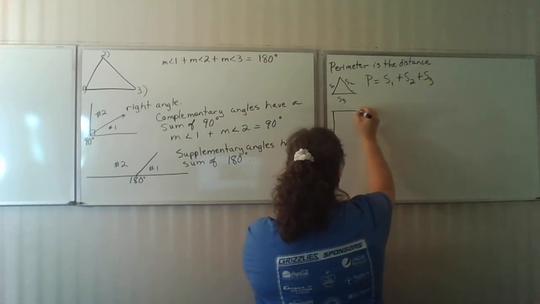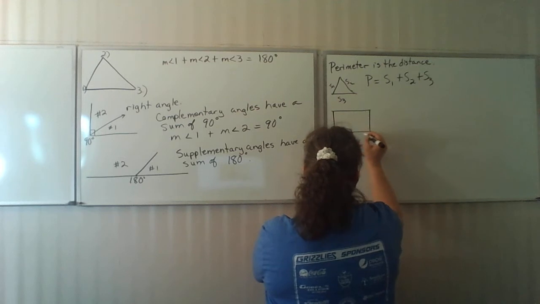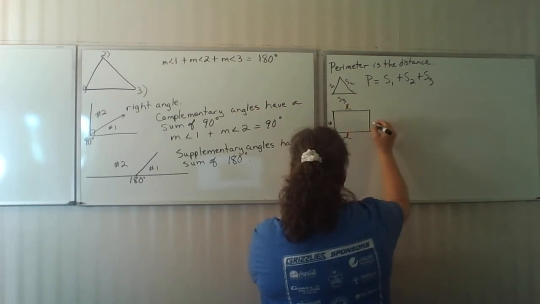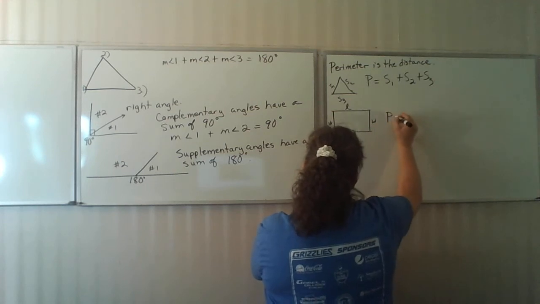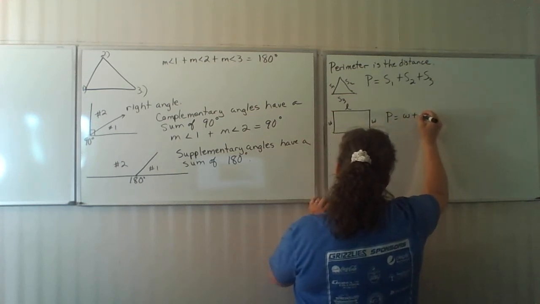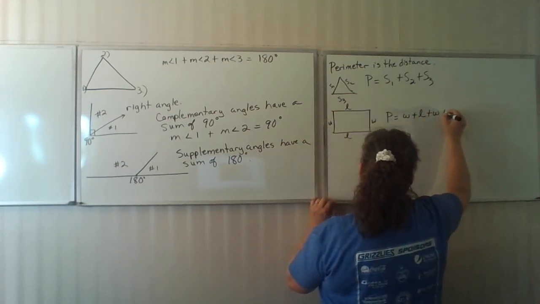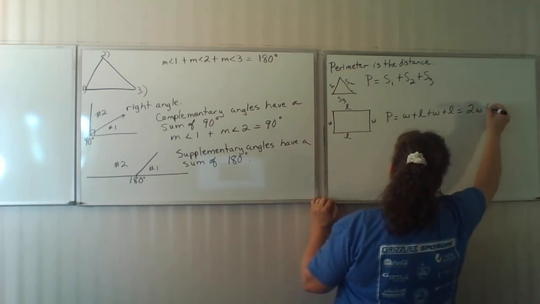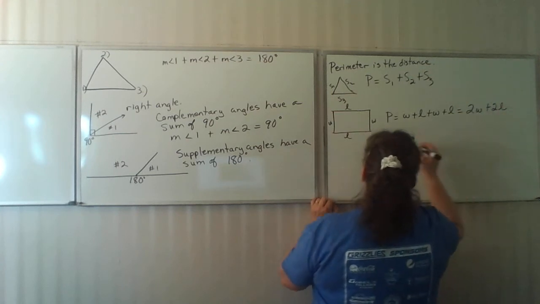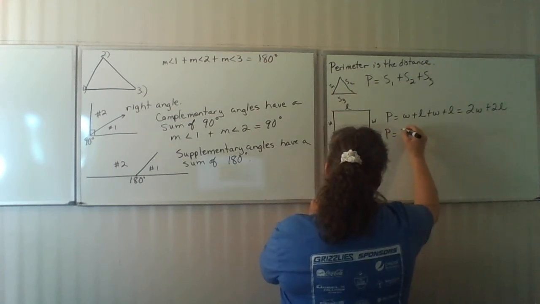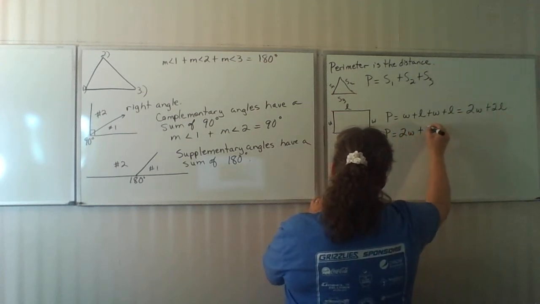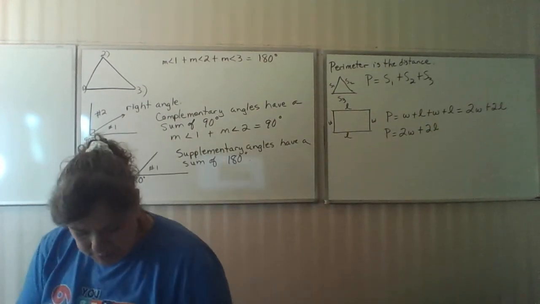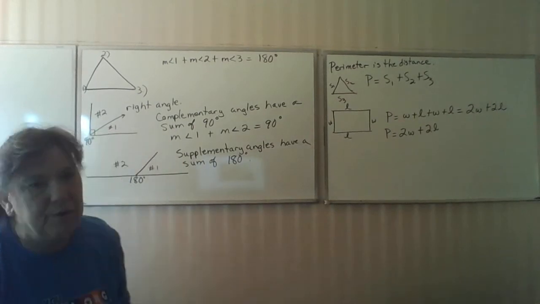the perimeter of a triangle is equal to the sum of all three sides. The perimeter of a rectangle, we usually call this length and width. The perimeter of my rectangle is W plus L plus W plus L, or I could say 2 times W plus 2 times L. So the perimeter of my rectangle is 2 times W plus 2 times L. So those are some of those perimeter things that you need to know.